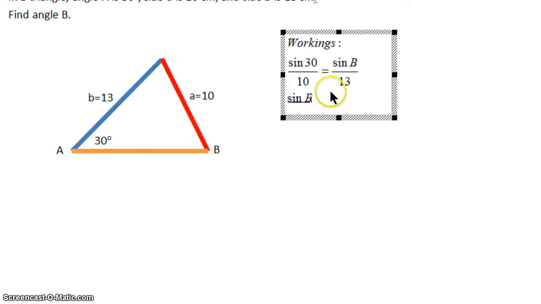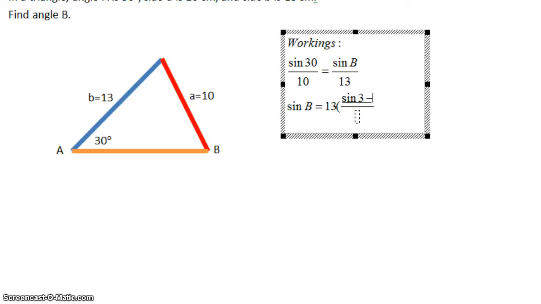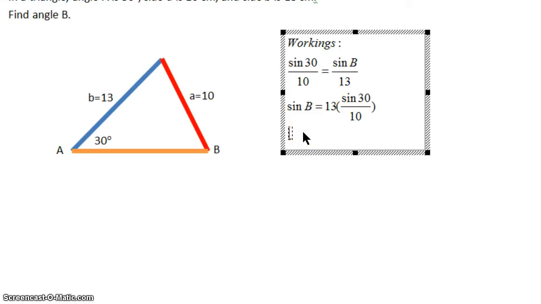So sine B is equal to 13 multiplied by sine 30 over 10. Okay, a lot of you guys like to just put this part, 13 times this fraction part, into the calculator, and then you tend to round it up. Right? Let's try to avoid doing that, because that actually affects the precision of our results. Okay, so what I'm going to do here is I'm just going to show the whole working here.